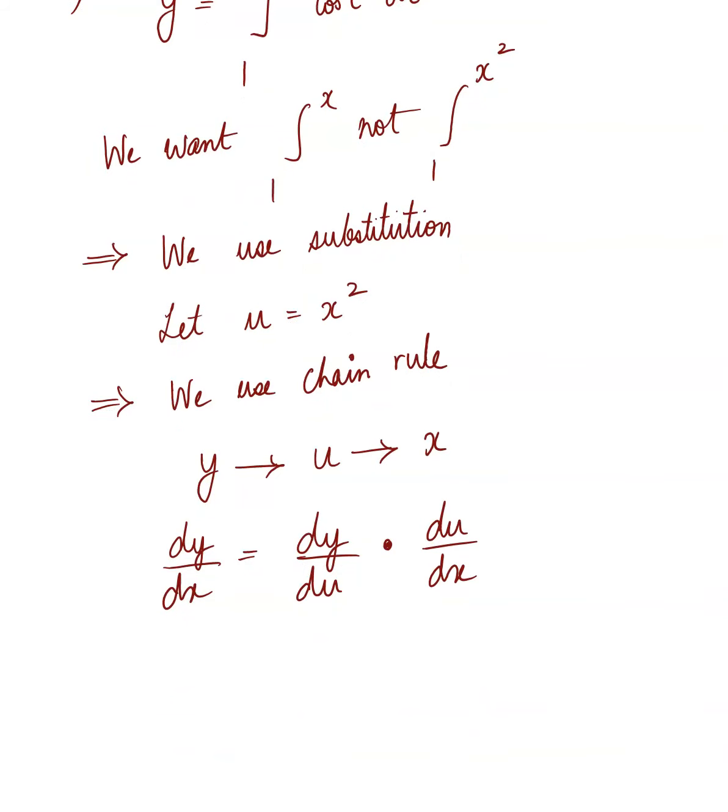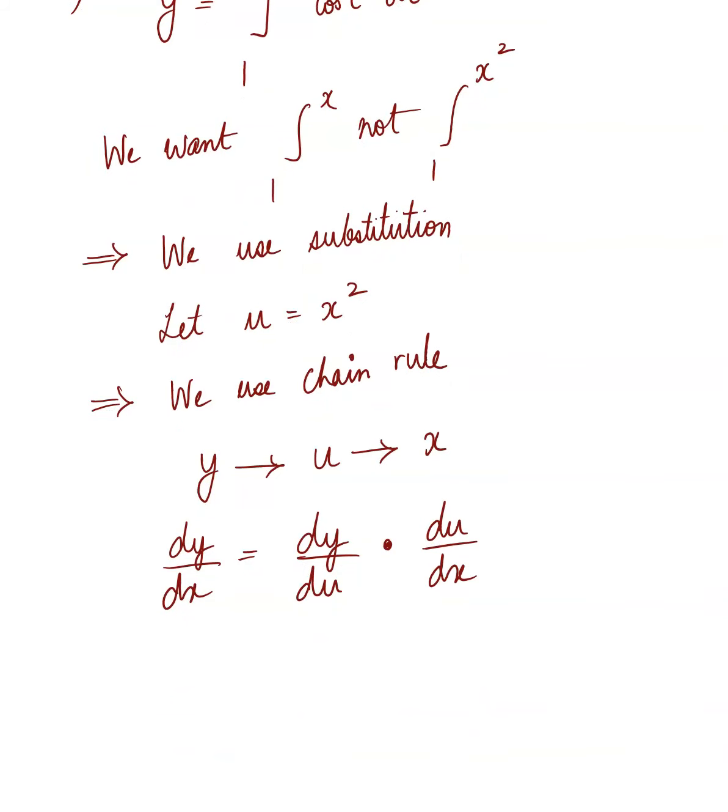Now it's time to get everything in terms of x. So u will be x squared, and for du over dx, since u is x squared, the derivative of u will be 2x.